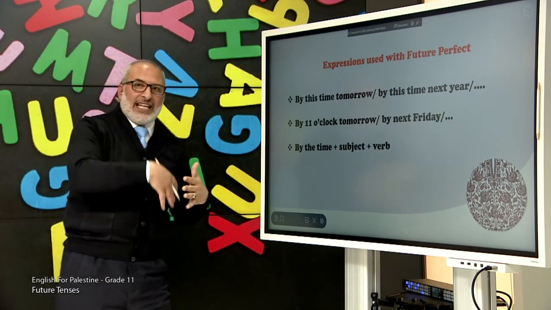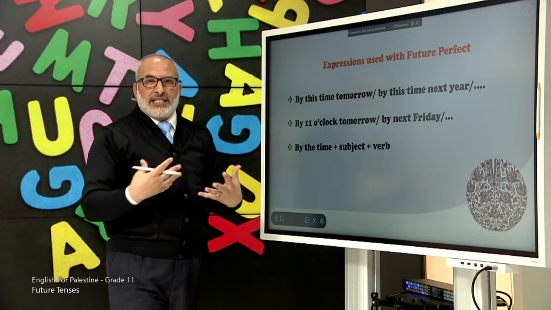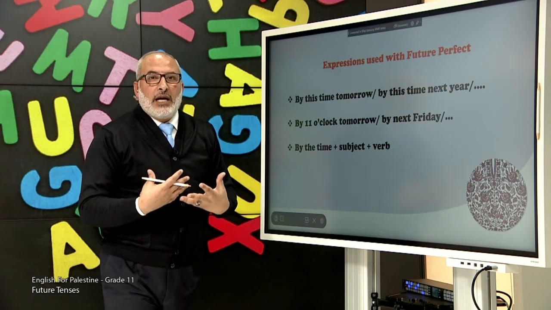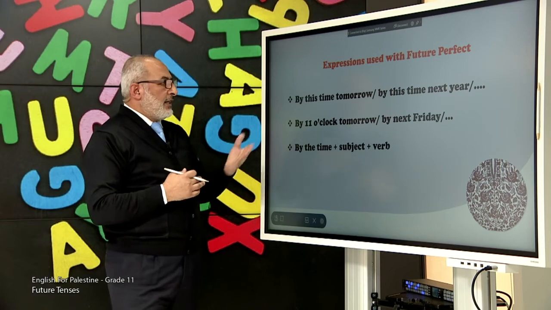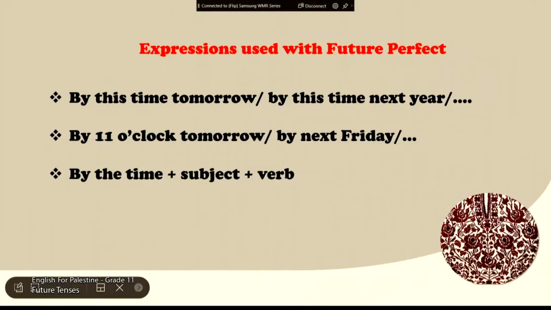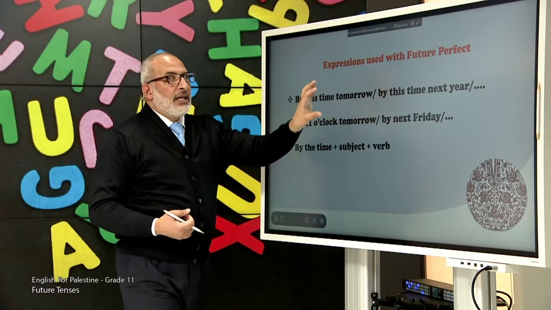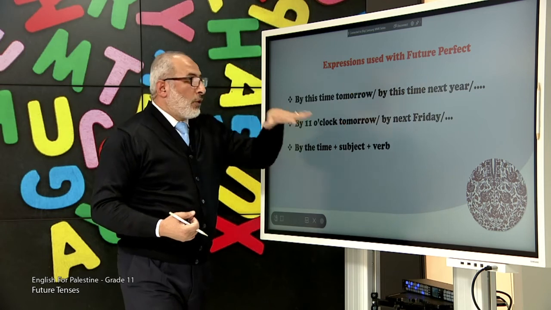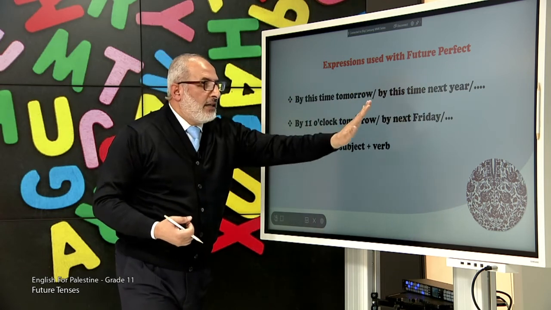Oh, before looking at the examples, what are the time expressions used with future perfect? Here we have by this time tomorrow, and by here means before. By this time tomorrow, or by this time next year, etc. By 11 o'clock tomorrow, or by next Friday. So these expressions are a specific time in the future, or before a specific time in the future.